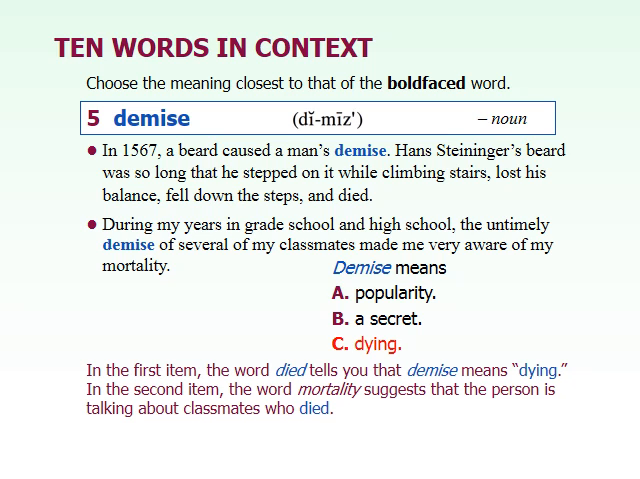So demise means dying, or it really means death of something. So when we talk about the demise of something, we're talking about the death of it. So demise can be talking about people. In these two examples, we're talking about the demise of people, but we can also say the demise of an idea.